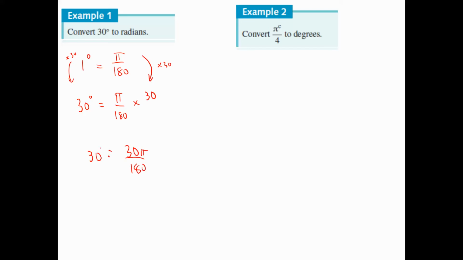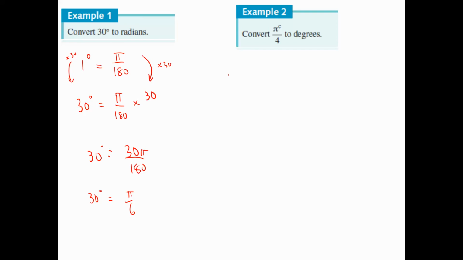So 30 degrees is equal to, now 30 and 180, reducing that fraction. How do you reduce 30 and 180? What does that become? Pi over 6. So 30 degrees is pi over 6. But don't get confused by the pi. We're just simplifying. We're just writing an exact value.